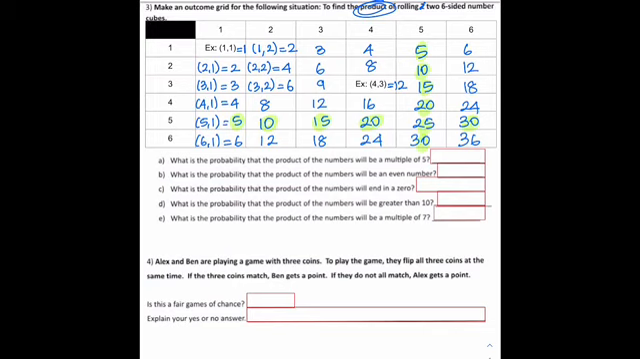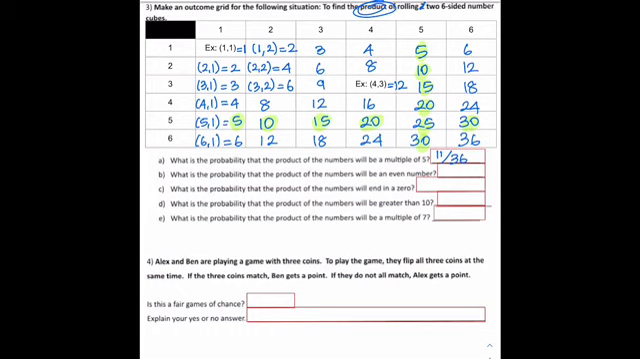So it's going to be 11 out of 36. We cannot simplify it, so we will just leave it as 11 out of 36. But if you are able to simplify, please make sure to always simplify your answer. Okay, let's look at B.